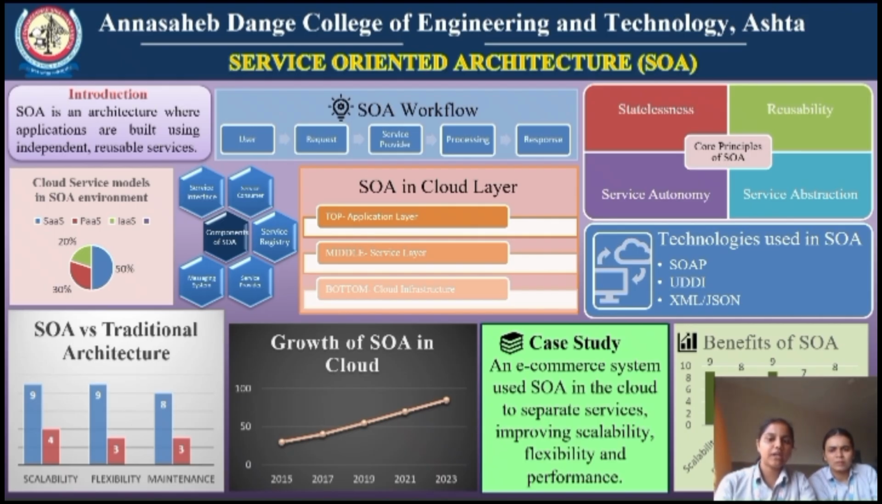How does SOA improve application design, and how does cloud computing enhance its effectiveness? Service-oriented architecture improves application design by breaking down complex systems into smaller, manageable services. Each service performs a specific task and communicates with other services using standardized protocols. This modular structure reduces complexity, improves maintainability, and allows independent development and deployment.